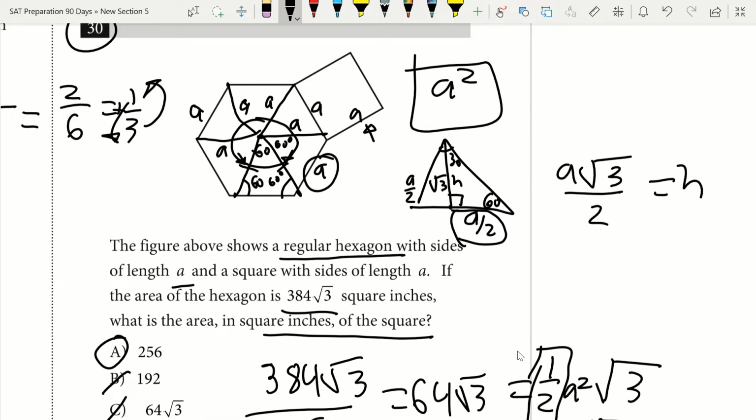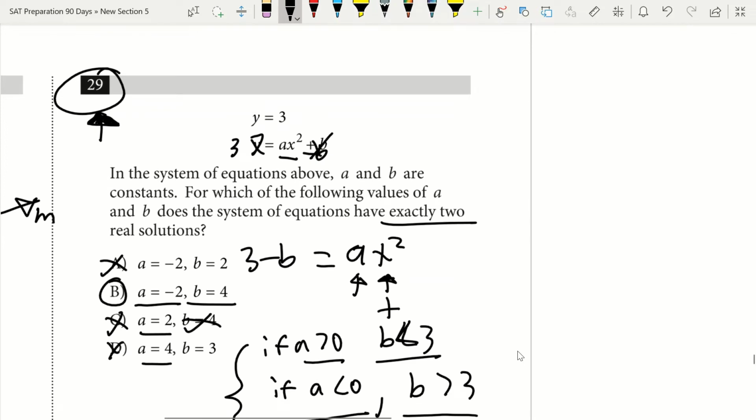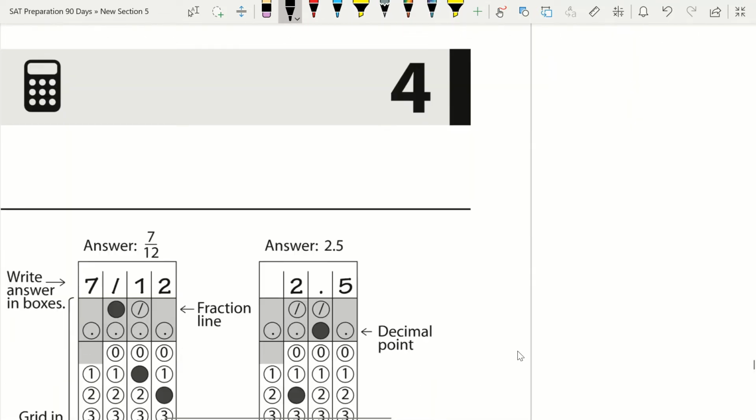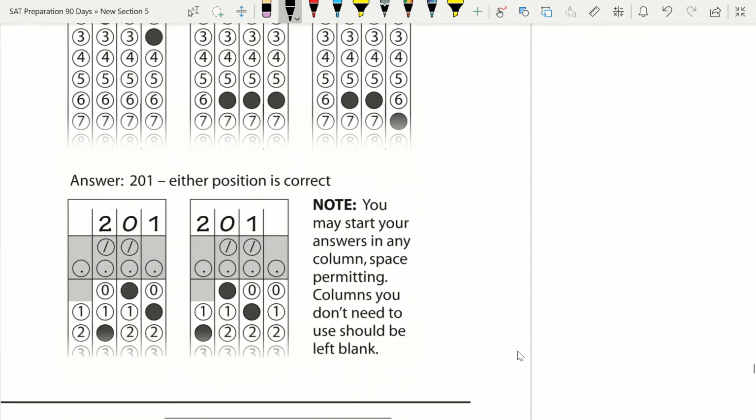I don't know if I'd say 29 was more difficult than it, but I'd say it's probably on an equal level to 30. So I wouldn't say it's too terrible once you really get the geometry down.